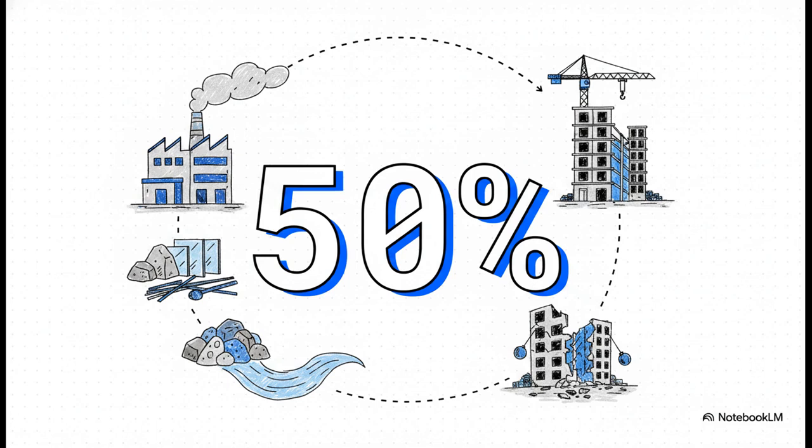Our facilities consume exactly half, 50%, of all extracted raw materials on the planet. Think about the concrete, the steel, glass, water. The sheer volume of stuff required to build and maintain our environment is mind-blowing. These numbers aren't just an accident. They are the direct consequence of how we've historically designed, run, and eventually demolished our buildings.